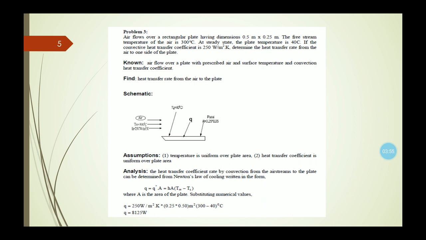What the question says is, air flows over a rectangular plate having dimensions 0.5 by 0.25 meter. So that means we can calculate the area of that plate. The free stream temperature of the air is 300 degrees centigrade. Then at steady state the plate temperature is 40 degrees centigrade. If the convective heat transfer coefficient is 250 watt per meter square Kelvin, determine the heat transfer rate from the air to one side of the plate.